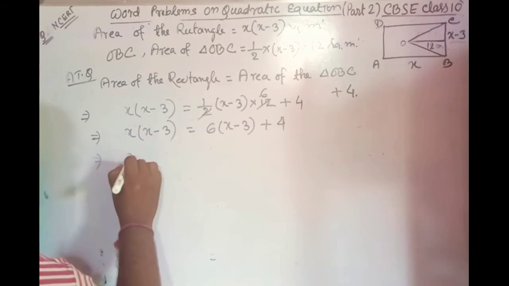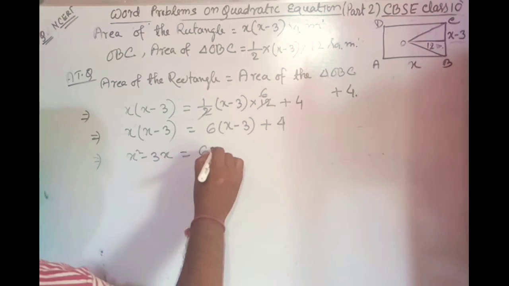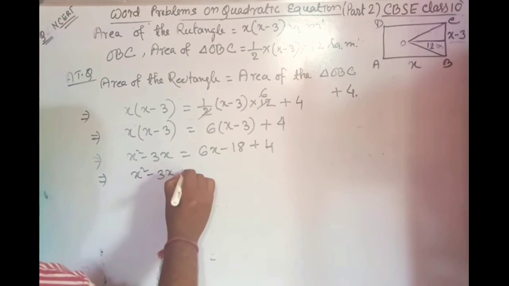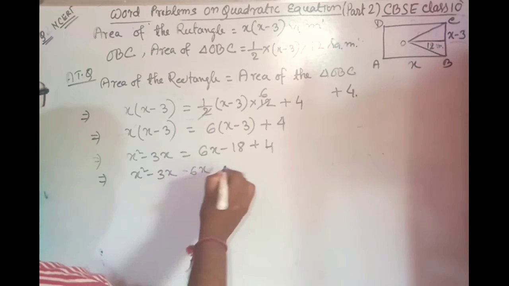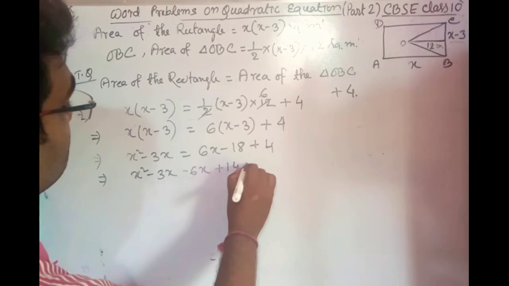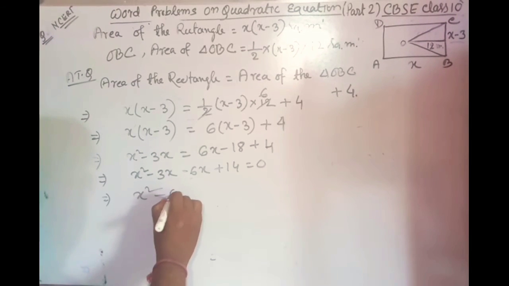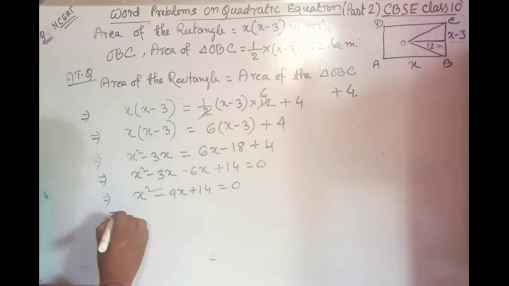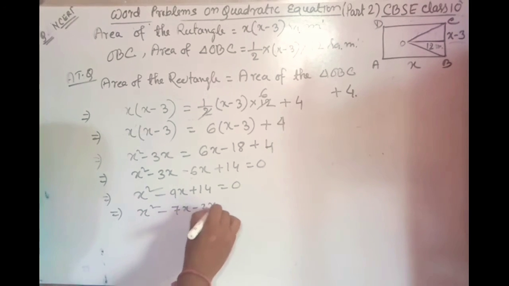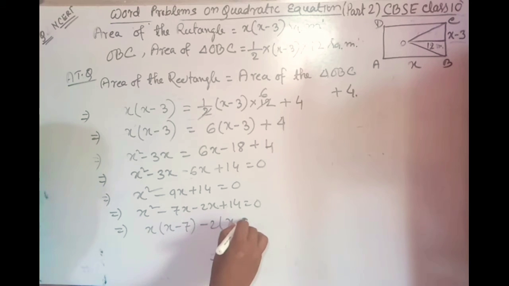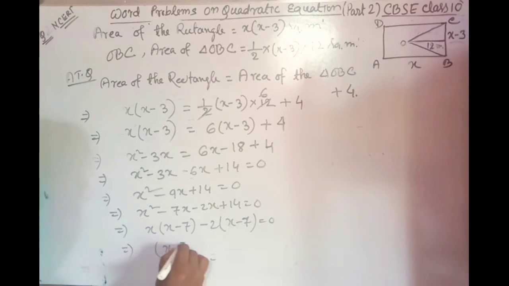Okay, this is x square minus 3x, this is 6x minus 18 plus 4. x square minus 3x minus 6x plus 14 equals 0. x square minus 9x plus 14 equals 0. x square minus 7x minus 2x plus 14 equals 0. Taking x common, x minus 7, minus 2 common, x minus 7 equals 0. x minus 7 and x minus 2. So the value of x would be 7 and 2.